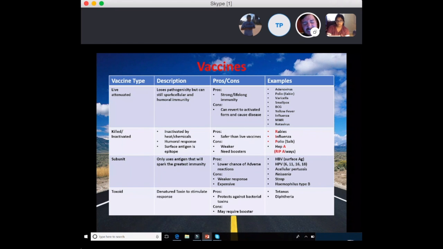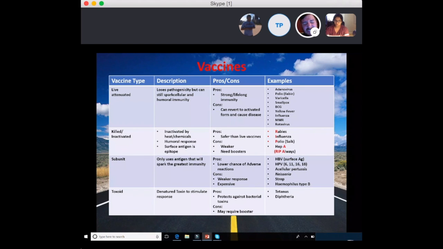And then we have the toxoid vaccines. And this is just a toxin. Again, it's been denatured. So it's been rendered inactive to stimulate the response. So it can protect against bacterial toxins, like we've got tetanus and diphtheria. But again, it's not as strong because it is, again, kind of like an inactivated toxin. So you might need a booster, like we need a tetanus booster or TD, tetanus diphtheria booster, every 10 years after we've had the Tdap.